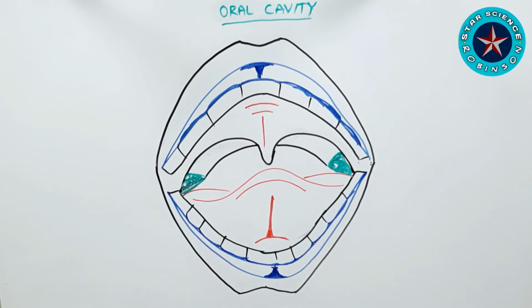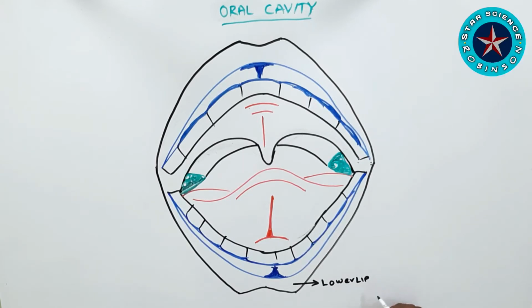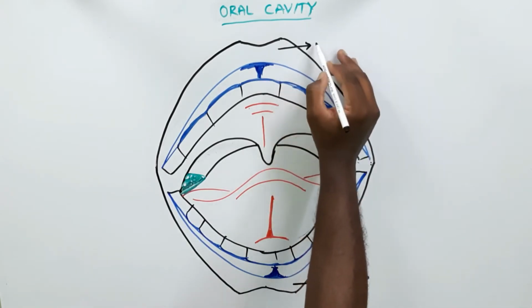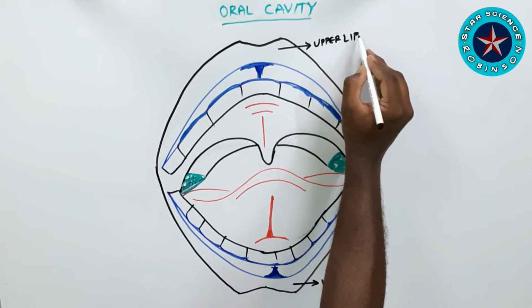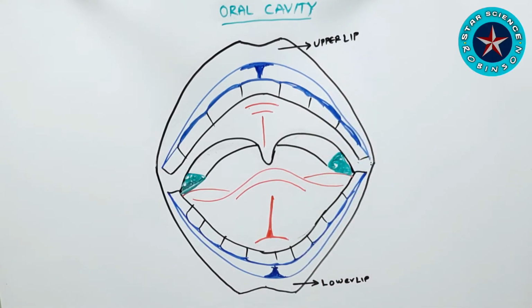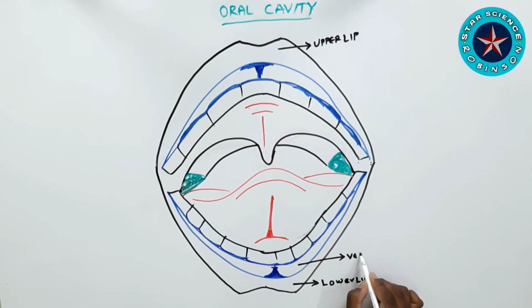First of all we'll see the first outer covering of our oral cavity. This is called the lower lip. After the lower lip we go with the upper lip. Next we'll go into detail on the next part of our oral cavity, the vestibule. The vestibule is the place between your lip and your teeth. There are two cavities in our oral cavity: the vestibular cavity and the oral cavity proper.